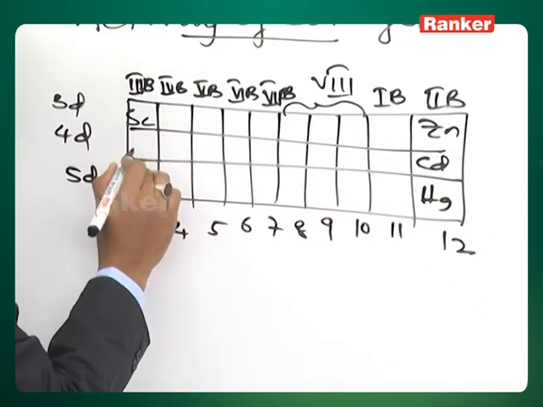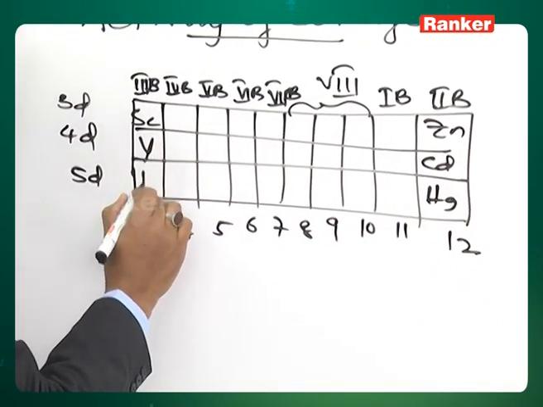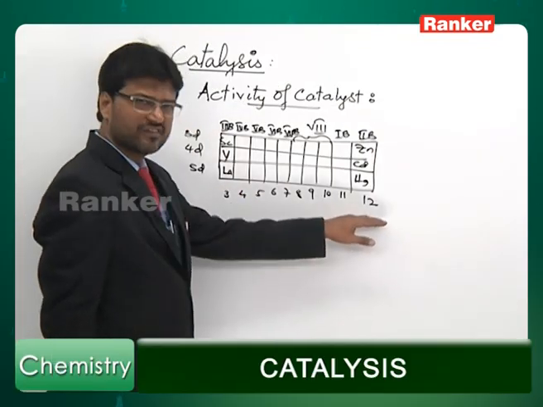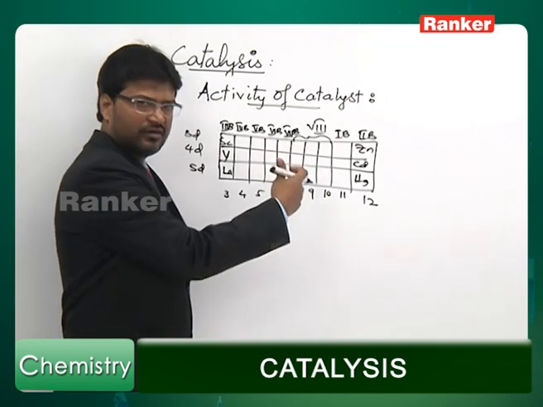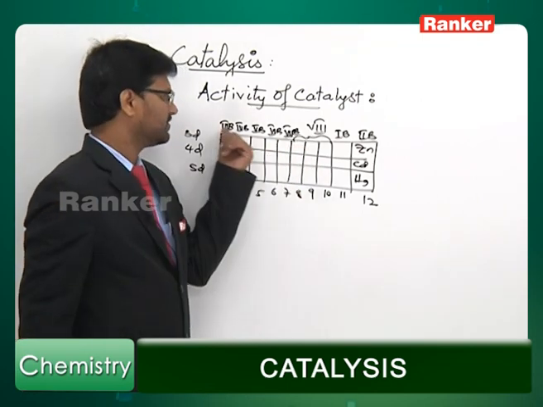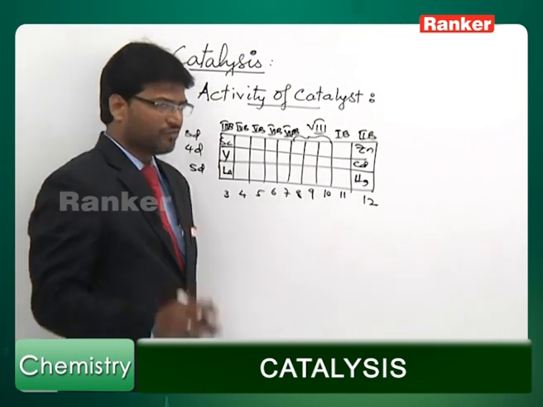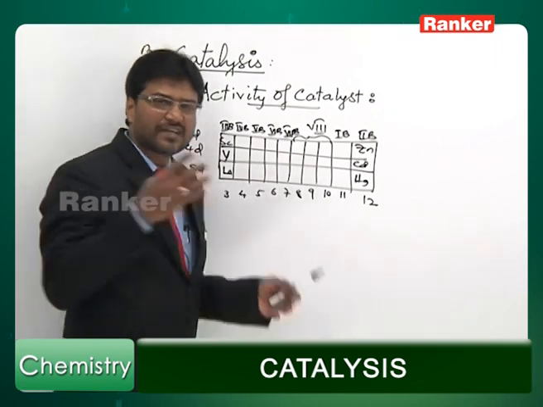You might have realized this is scandium, yttrium, and this is lanthanum. Fine. Now, this is as per IUPAC convention. This is the labeling of the vertical columns of the periodic table. This is the older convention, right? This is the IUPAC convention.